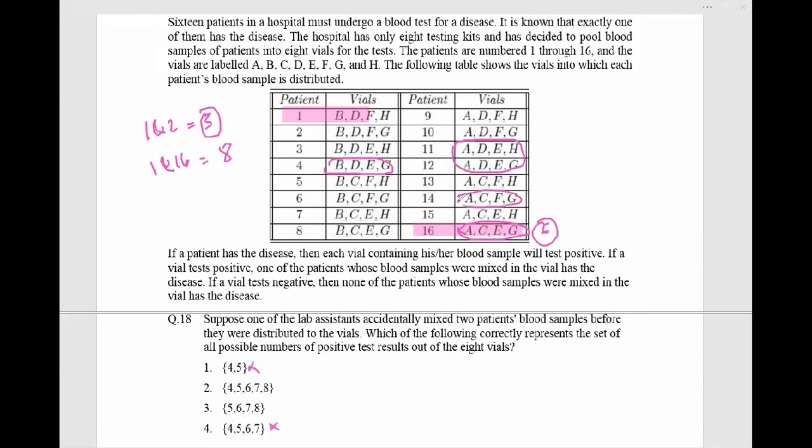ACFG and BDEG. These 2 have 1 common. 1 common means 7 will be affected. So 6 possible, 7 possible, 5 possible, 8 possible. So the correct answer is 3.